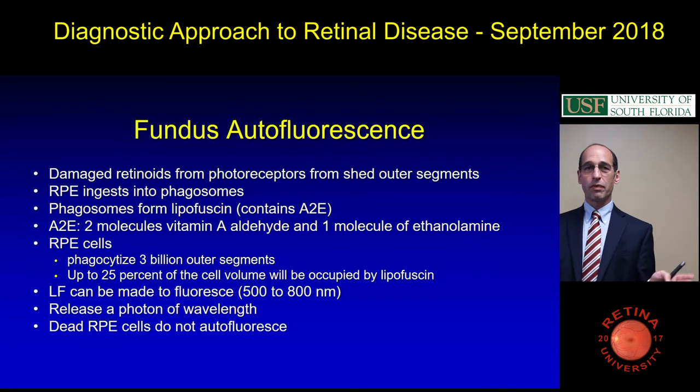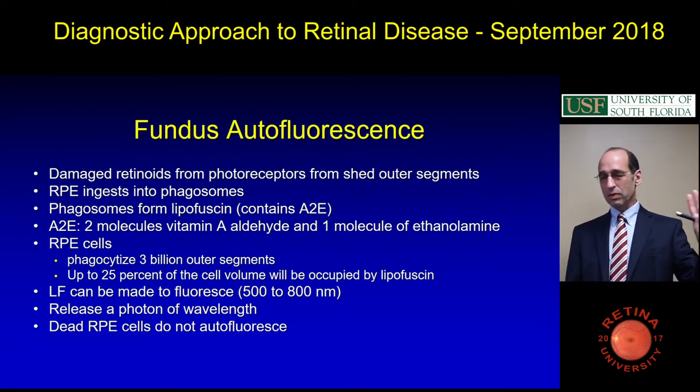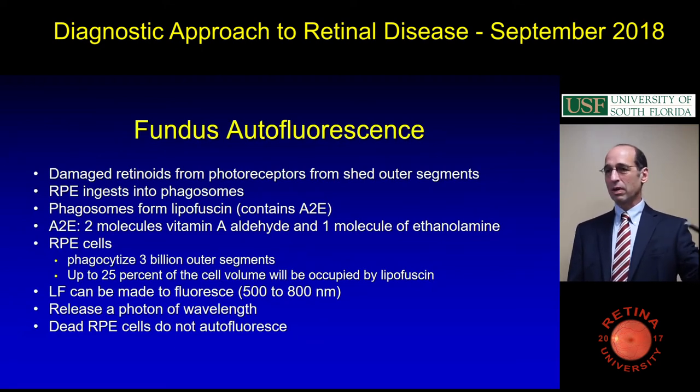So when you're looking at an autofluorescence image, if there's a lot of lipofuscin, either because there's been a lot of shedding or you've got diseased RPE that can't process it, you'll see those bright spots. Or if the outer segments are trapped in the subretinal space, you'll see bright spots. But if there's a dead spot, it goes dark.